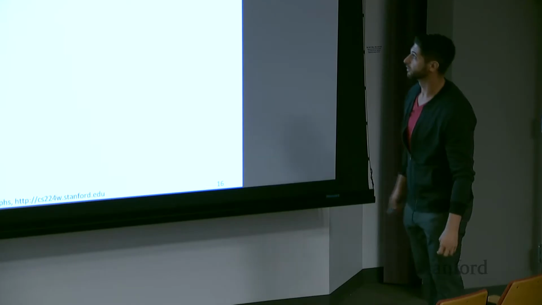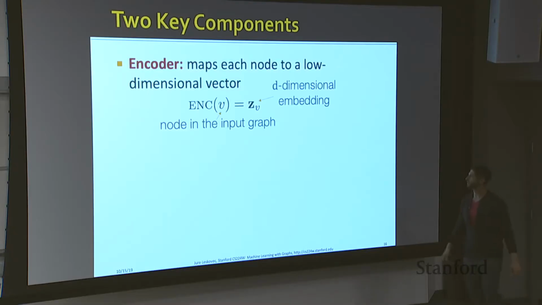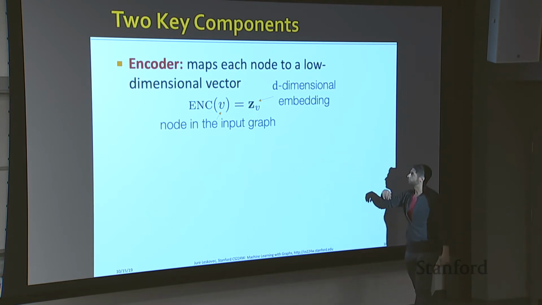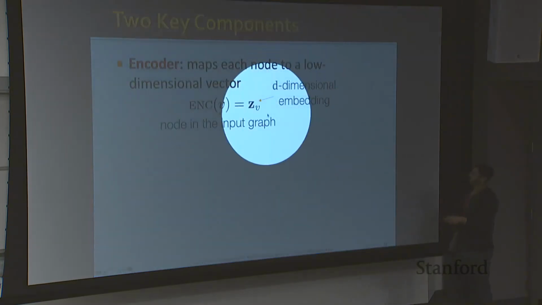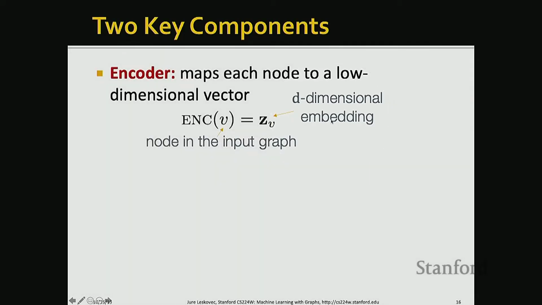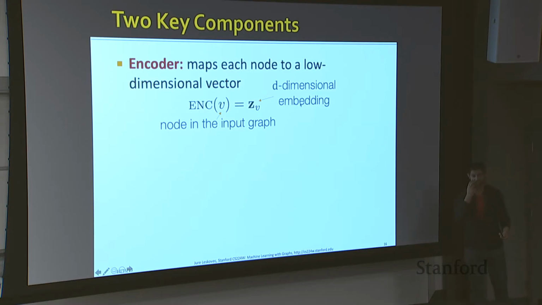Okay, let's move forward. These are our key components. We just said it, we need our encoder. And as I was mentioning before, we're going to be working with a d-dimensional embedding, and the number of dimensions is usually a hyperparameter that is up to the person who's training the model.